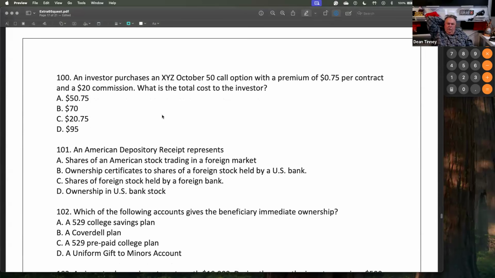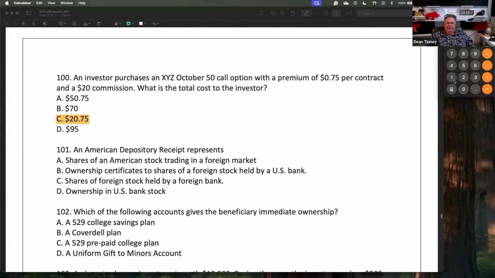An investor purchases an October 50 call with a premium of 75 and a commission of 20. What is the total cost to the investor? It's just one contract. Yeah, it's one contract. That's not 2075. It's 75 cents times one contract times 100, so that's going to be $75. And then the commission's 20. You got to add that in there. And there you go. Boom.